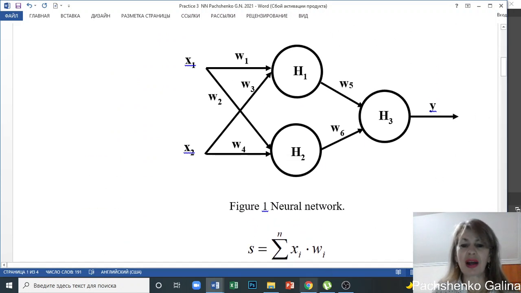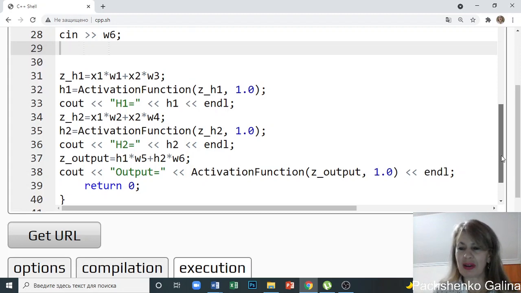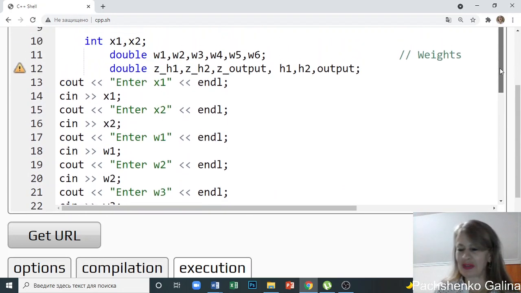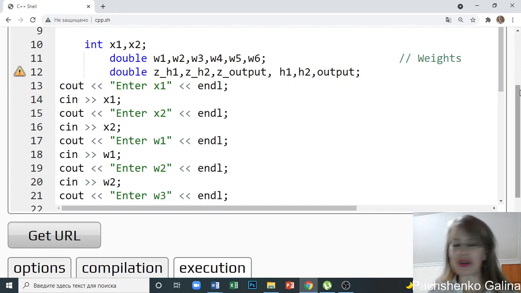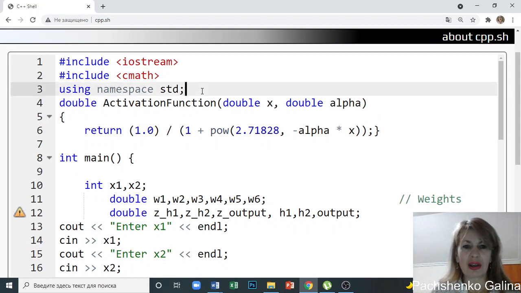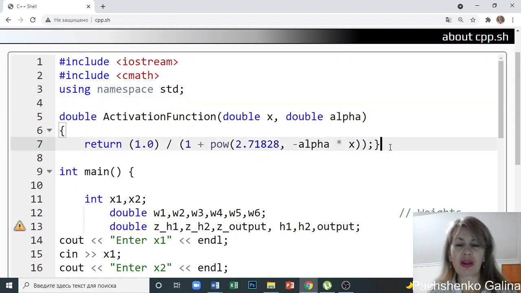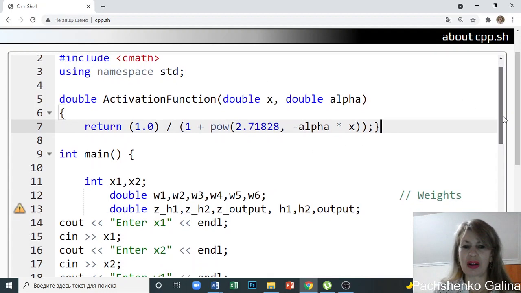Okay, and let's consider our program. I put it here to save our time, and I'll explain it. Let's start. This is our activation function, the sigmoid activation function. Then we start our main program. You may see how I explained it in our practice 1.